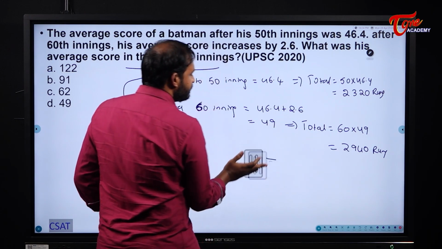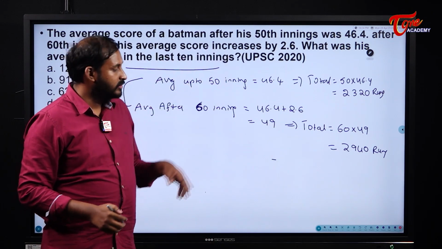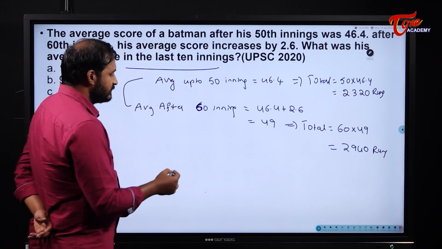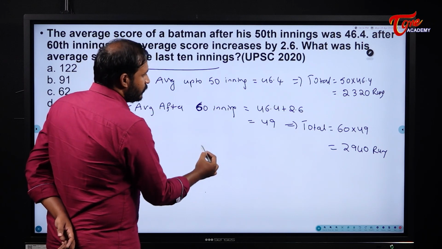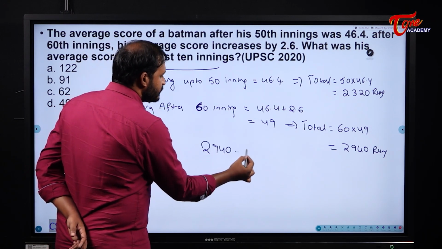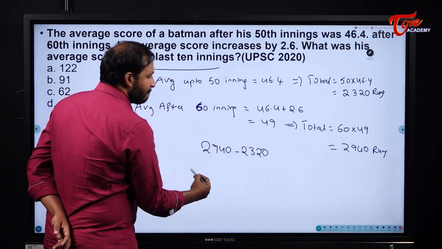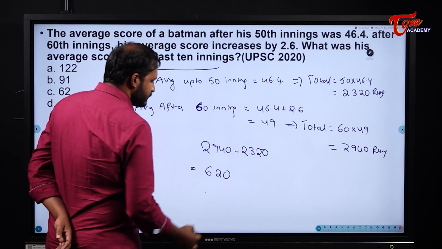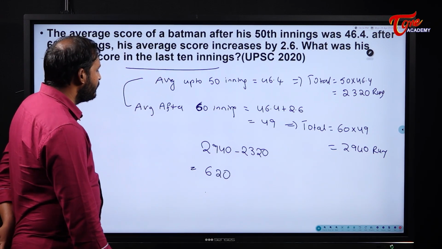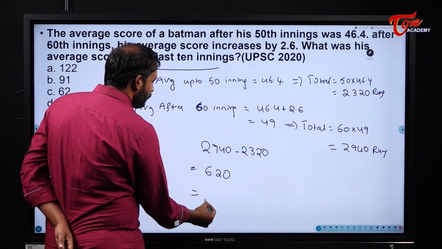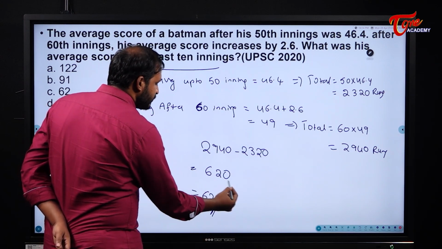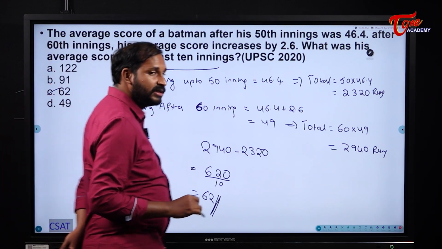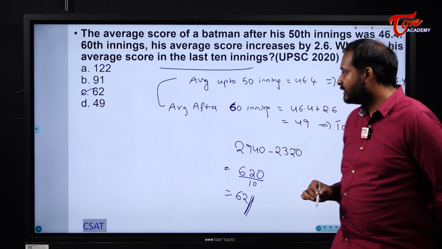Now last 10 innings means the difference between these two only, right? So what is the runs scored by him in last 10 innings? 2940 minus 2320. How much will you get here? 620 runs. And what will be its average? Average means 10 innings, so 620 by 10. His average will become 62.